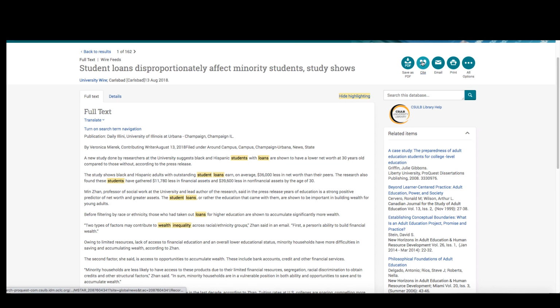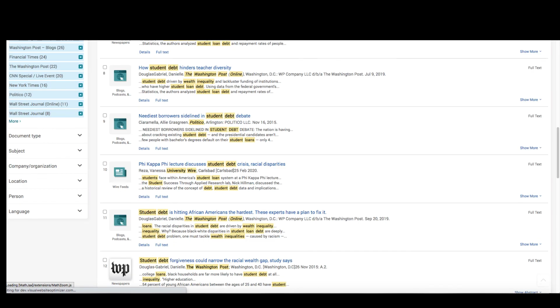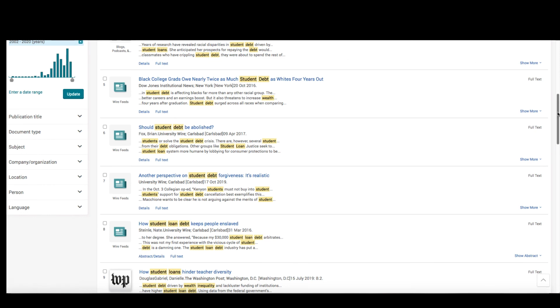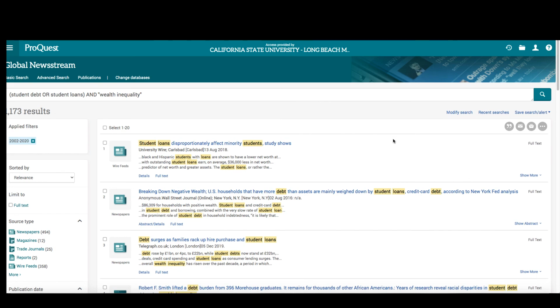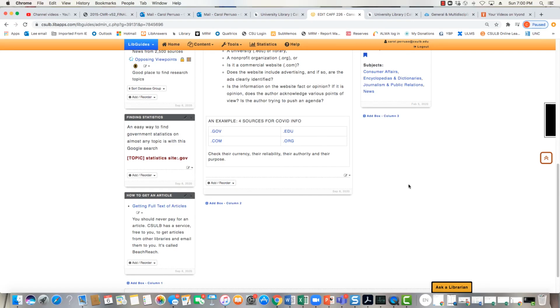You can get an APA citation, you can email it to yourself, and they also have related items. So that's a good way to be able to get newspaper articles, news articles on your topic. And whether you're in one of the databases or in OneSearch, if you should come across an article that we don't have, rest assured you never should have to pay for an article. We have a service called BeachReach, and there's a short video on the research guide on how to get articles via this service.